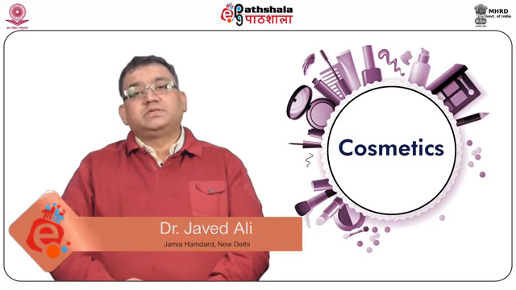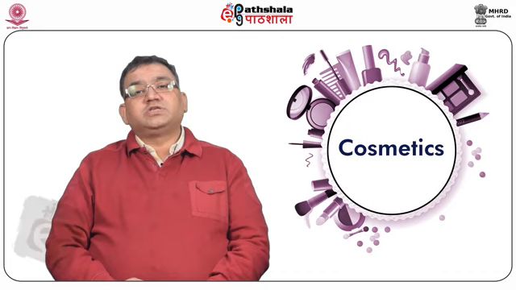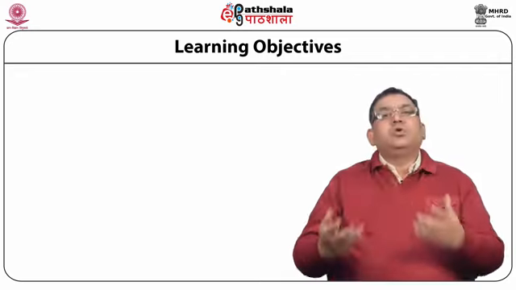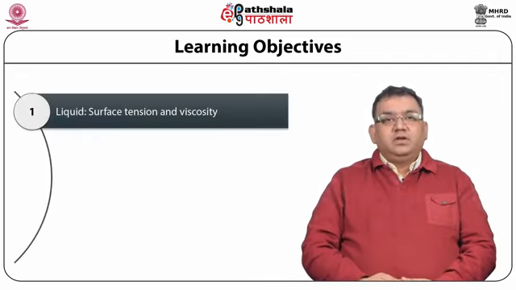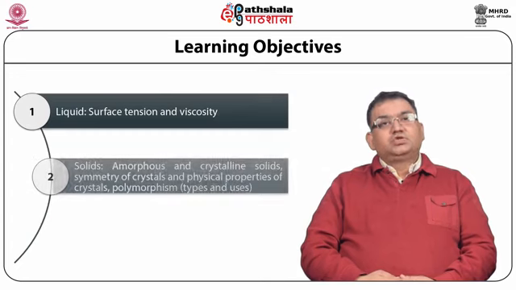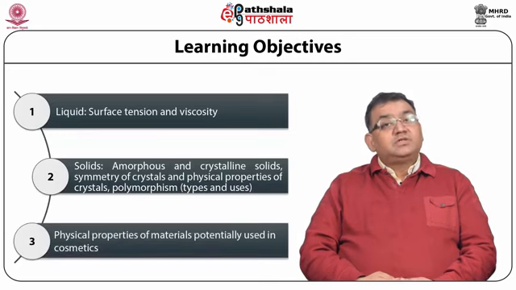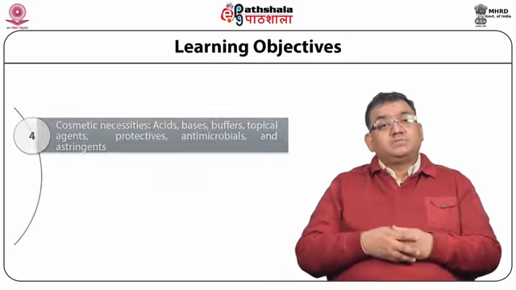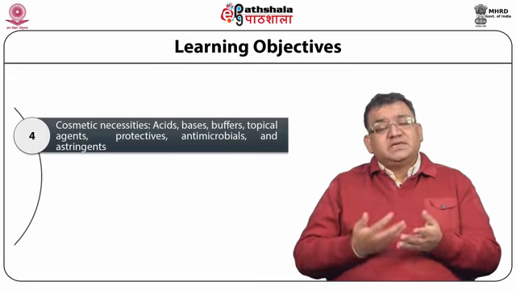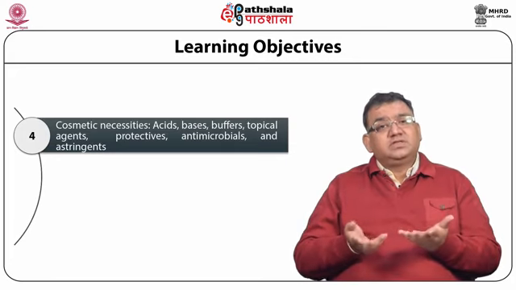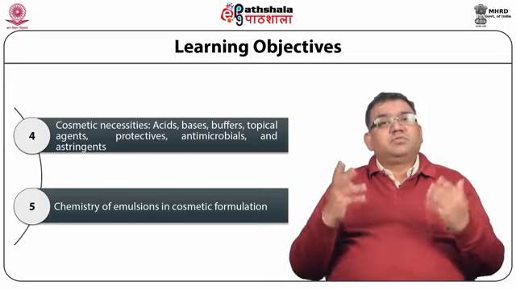And today we are going to discuss a module on cosmetic chemistry under the paper Cosmetics. The objective of today's module is talking about liquid, surface tension and viscosity, solid with respect to amorphous and crystalline nature, the symmetry of crystals, physical properties of crystals, polymorphisms, physical properties of material potentially used in cosmetic necessities like acids, bases, buffering agents, topical agents, protectives, antimicrobials, and astringent, and the chemistry of emulsions in cosmetic formulation.